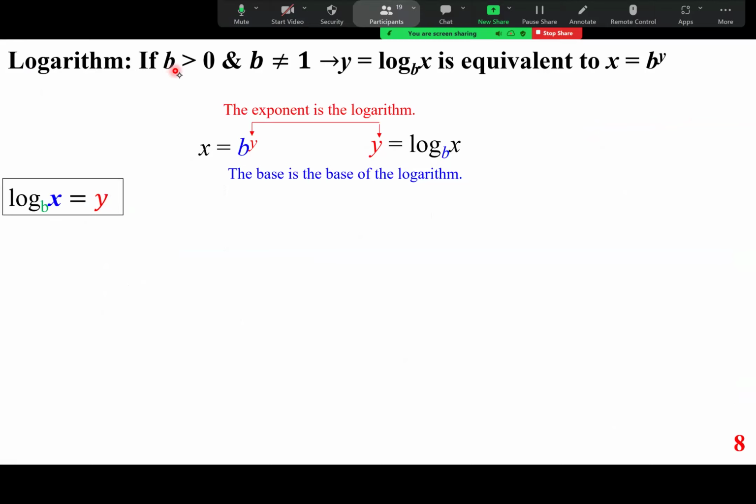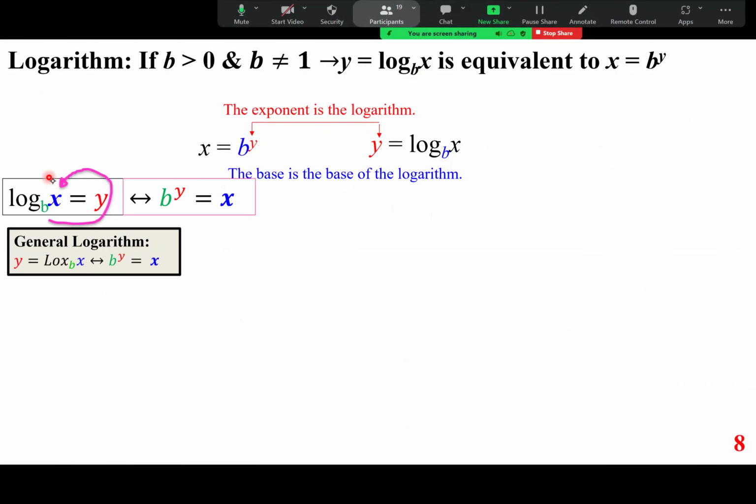If b is larger than 0, meaning the base (sometimes you use a, sometimes you use b), and b is not equal to 1, y equals log x base b is equivalent to x equals b to the power of y. When you look at this one, you notice that they both have the same exponent, the same base. And if you follow this arrow, log x base b equals y means b to the power of y equals x.